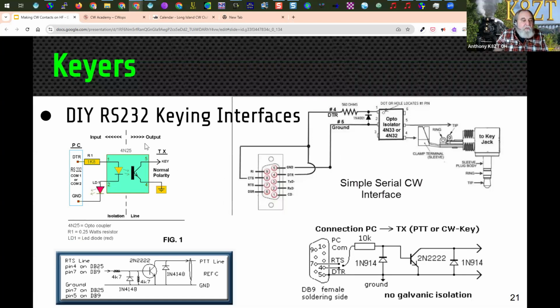but there's a bunch of them. So here's another one using an opto-isolator, very similar to this one. Here's one using a transistor, a diode, and 2 resistors. Here's another one using 2 diodes and a transistor. All of these will work just fine, but your performance may vary depending on your computer with Windows multitasking.